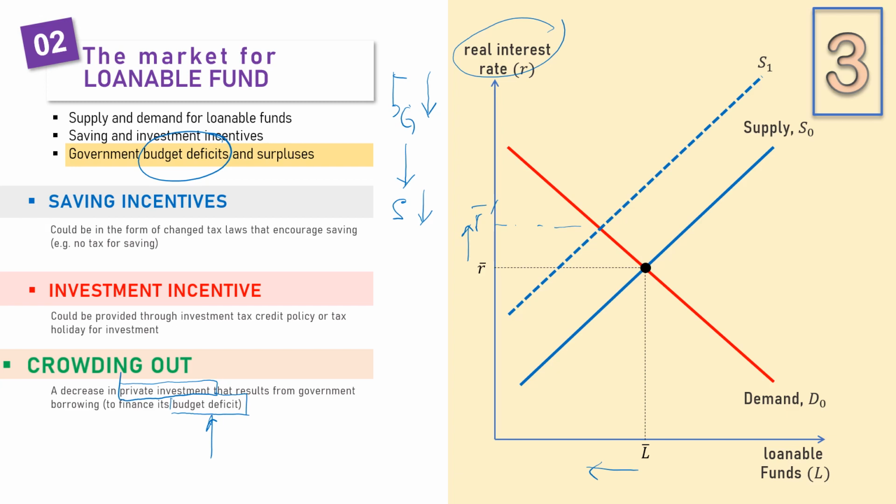It results in what? It results in smaller demand for loanable funds, or a smaller level of private investment. So this lower level of investment, because of the higher level of real interest rate coming from the budget deficit, that's what we call the crowding out effect. So this is the magnitude of the crowding out effect.